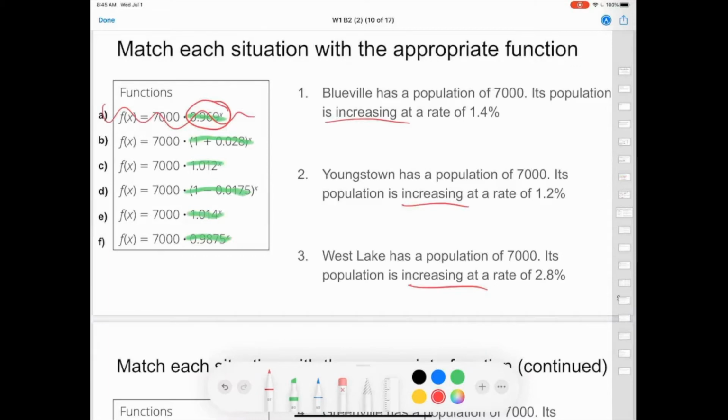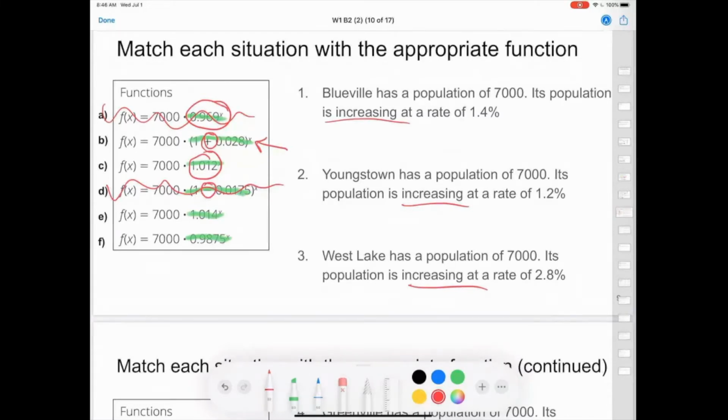Okay, for B, I know that is greater than 1. And another way I can tell is I have a plus there. It's 1 plus 0.028. And when I add that, it's going to be bigger than 1. So that could be an answer. For C, my B value is bigger than 1. So I know that's increasing. That could also be an answer. D is decreasing. And I know that because I have a minus in between. Okay, so I'm going to cross that one out. Okay, there's one more that's decreasing that we can cross out.